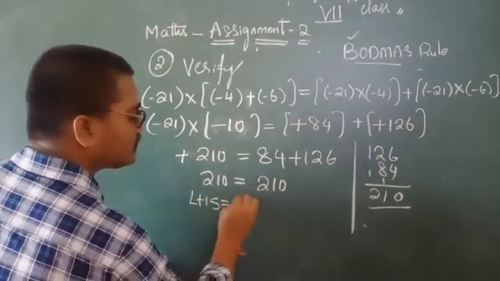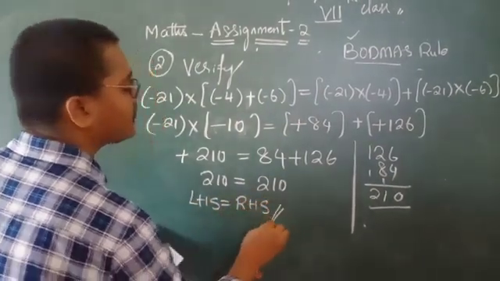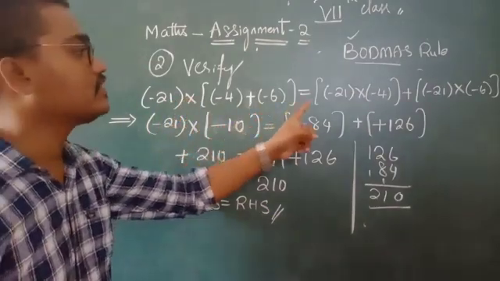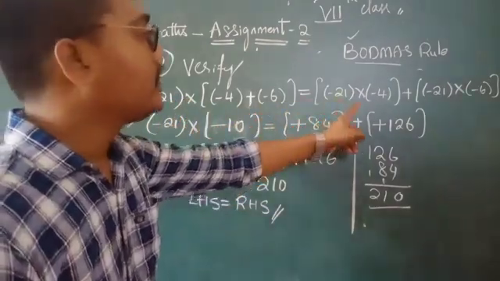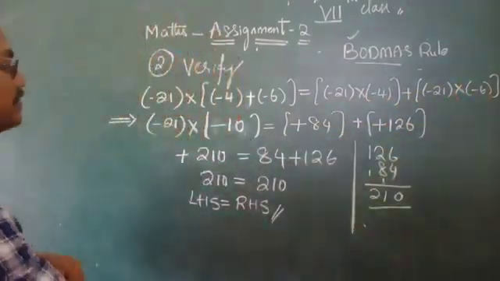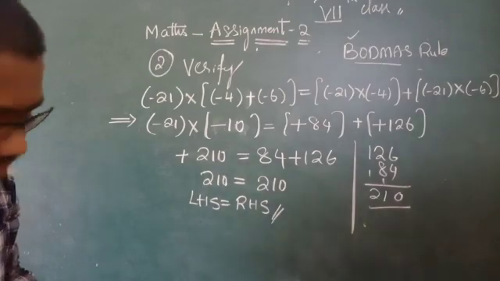We got LHS is equal to RHS. That means the given statement minus 21 into (minus 4 plus minus 6) is equal to minus 21 into minus 4 plus of minus 21 into minus 6. Hope it is clear to everyone. Now coming to the third question.